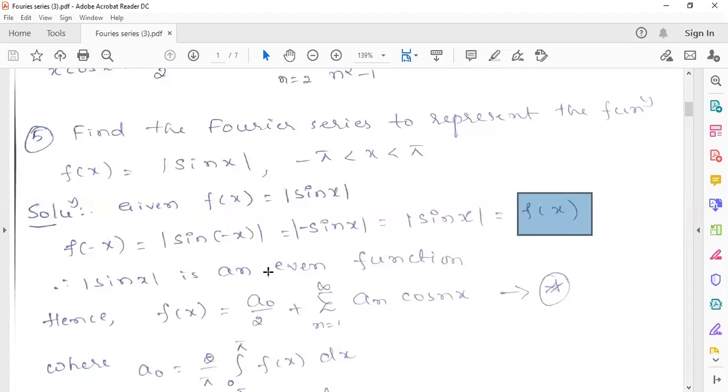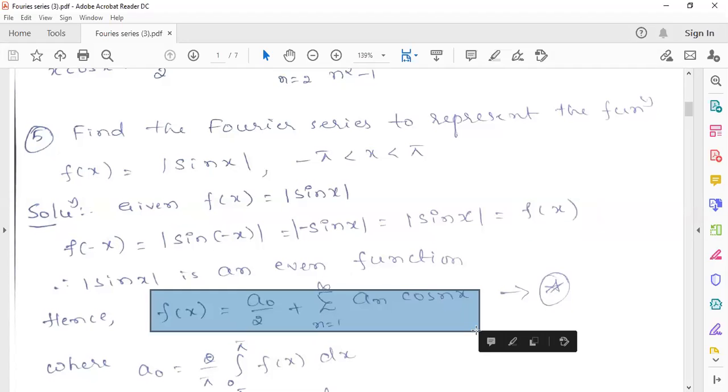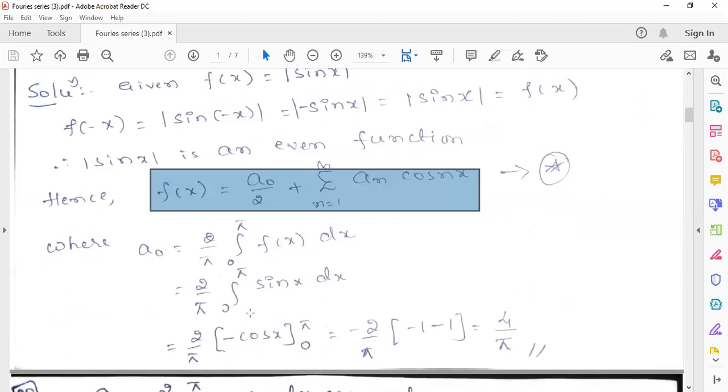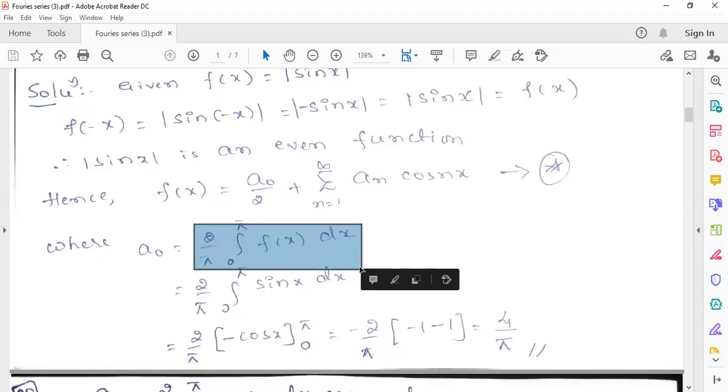Whenever the function is even, you just have to find A0 and An. The Fourier expansion will be in this form, equation star, with Fourier coefficients A0 and An. It is given by A0 by 2 plus summation n equals 1 to infinity An cos nx. Now we have to find A0 and An. For an even function, using the property of definite integrals, A0 will be given by 2 by pi integral from 0 to pi of f of x dx.